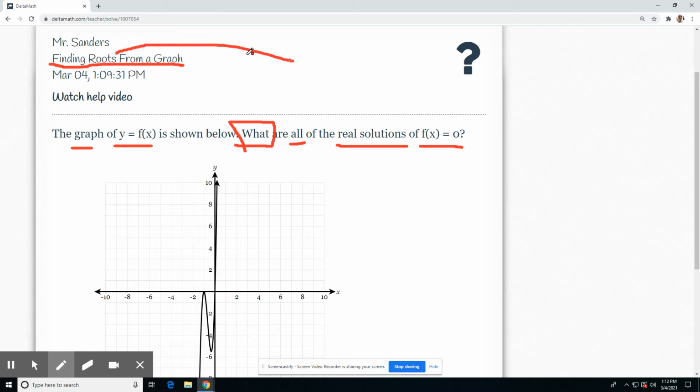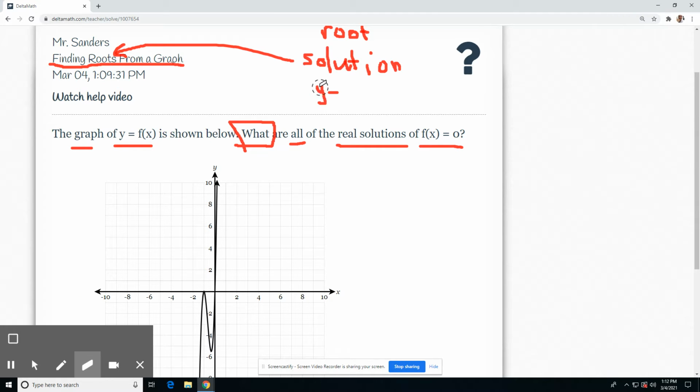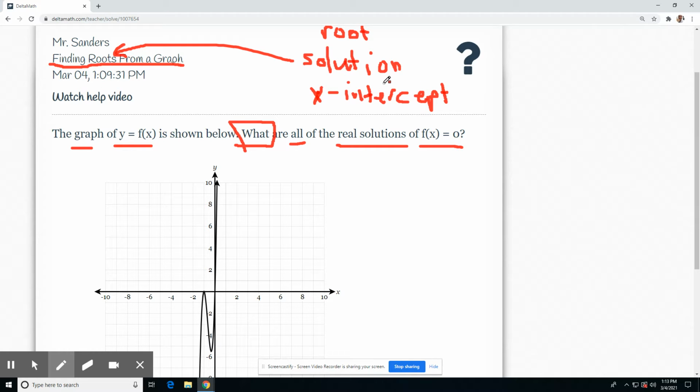Well, roots is referring to what is also called a solution. So it's called a root, a solution, or, oh, wrong letter, it's an x-intercept. So these three vocabulary words or terms are interchangeable. If they ask you to find the root, if they ask you to find a solution, if they ask you to find the x-intercept, all of those things mean the same.